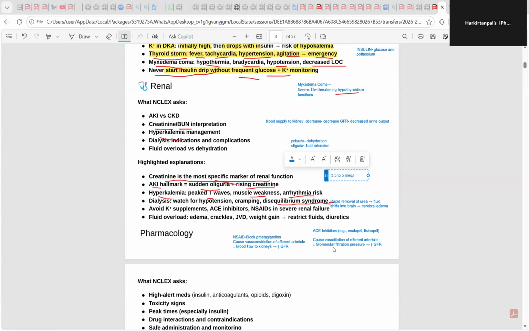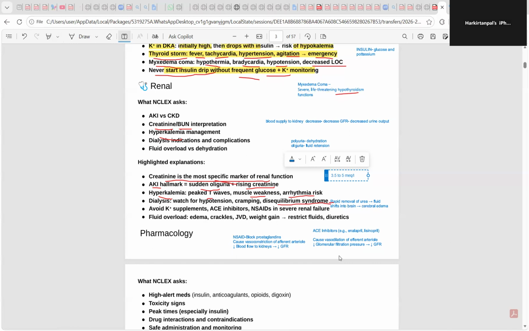Next, the ACE inhibitor. What happens with an ACE inhibitor? It is a vasodilator, and this vasodilator can decrease the glomerular filtration rate. The blood supply to the kidney gets compromised, leading to decreased glomerular filtration rate and decreased urine output. A renal failure patient already has decreased urine output, so administering an ACE inhibitor can further worsen the oliguric symptoms. So we should not administer ACE inhibitors to a patient with severe renal failure.